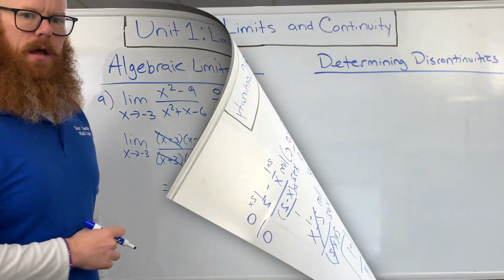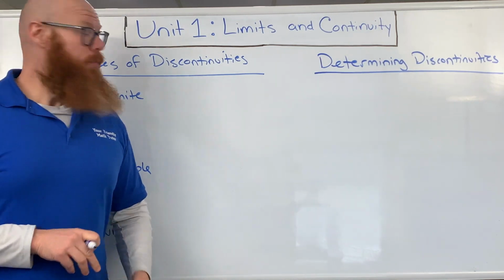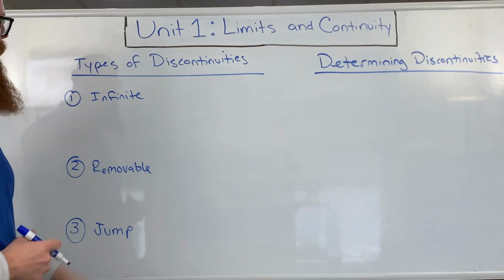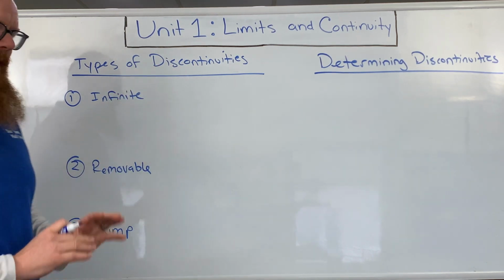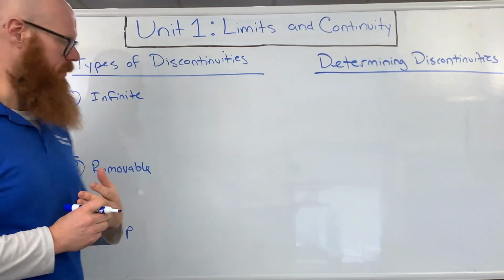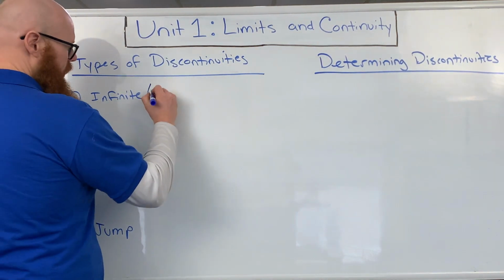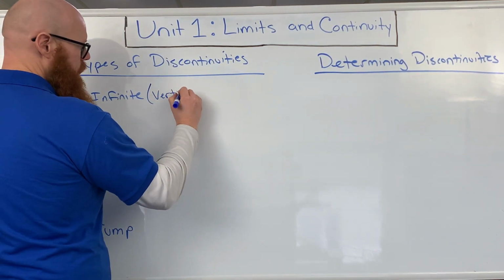All right, let's move on to the continuity part of this. So first of all, we're going to talk about the 3 main types of discontinuities. The first one is an infinite. You want to just think of an infinite as a vertical asymptote.